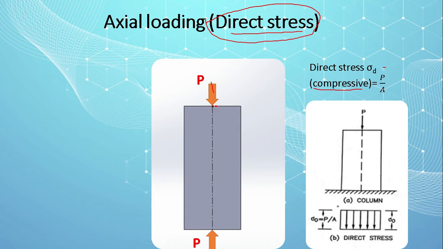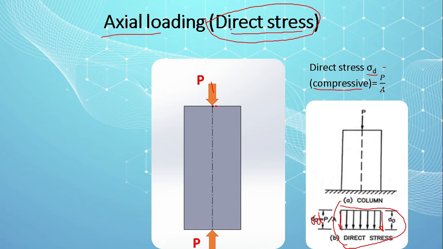This can also be shown by this stress distribution diagram. This diagram is called stress distribution diagram, and the height of this diagram is equal to the value of sigma d, which is equal to load divided by area. This should be sigma d. It is very easy to calculate. Only consider load divided by cross section area.